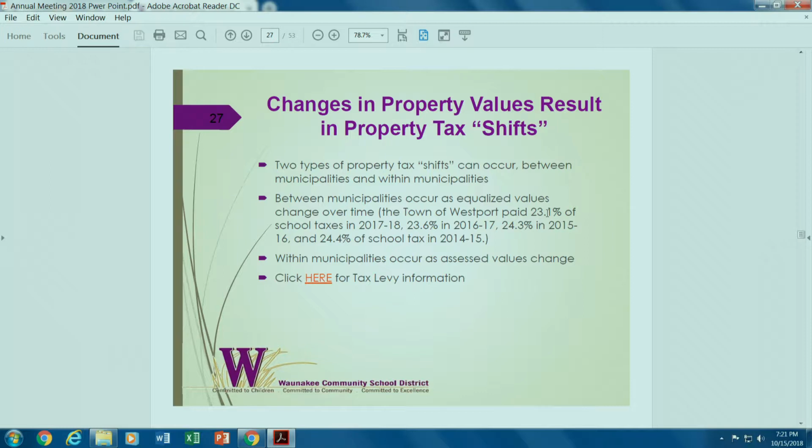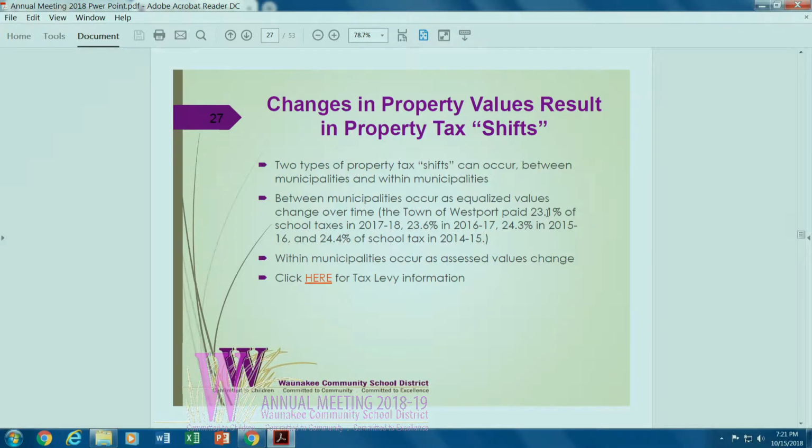All right. Changes in property values. There's two types of shifts that can occur between municipalities and within municipalities. So the first thing is valuations of properties change over time. You can see that in previous examples. Westport paid 23.1% in 17-18, 23.6% in 16-17. This is an example Steve's used the last few years to show how the percentage of the levy has shifted. And then within municipalities, assessment values can change. So you really see those two shifts that he's talking about.